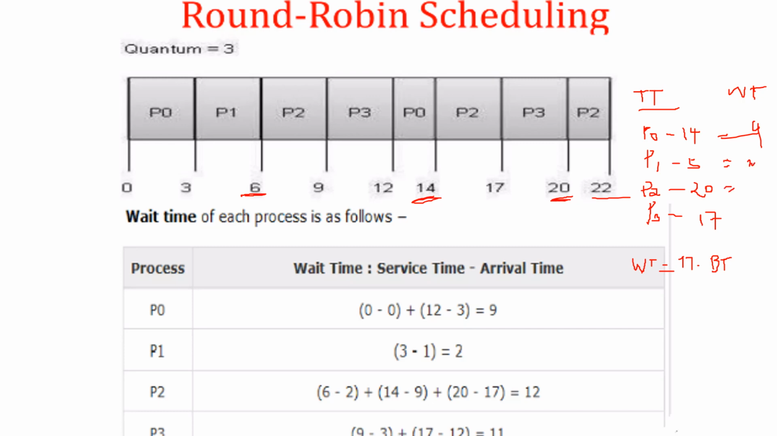The next is P2, whose turnaround time is 20. 20 minus 8 comes to 12. Then P3 is 17 minus burst time 6, so 17 minus 6 is 11. So we get 9, 2, 12 and 11. This way you can calculate the waiting time and the turnaround time, and how to execute this until P0, P1, P2 and P3 complete. I hope you understand round robin scheduling. Thank you.